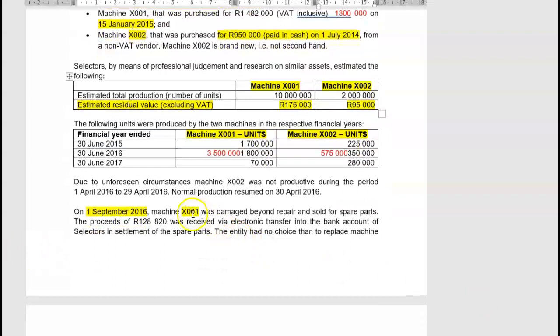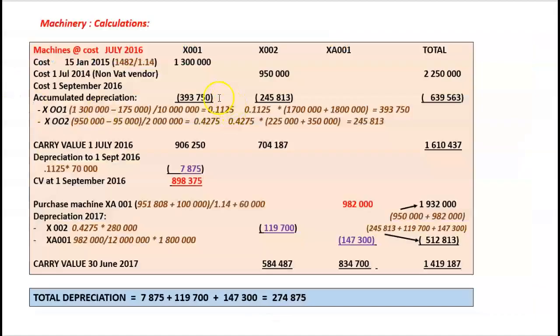Good. On 1 September, machine X001 was damaged and we had to write it off. So we are interested in what is our depreciation from the 1st of July up to the 1st of September. We have our rate per unit, and there's the number of units produced up to the 1st of September. So what are we going to do? We're going to use the same rate per unit, which is 11.25 cents per unit, multiplied by the 70,000 units produced up to for the current financial period, and that then will give us a depreciation charge of 7,875 for the year under review until the date of disposal.